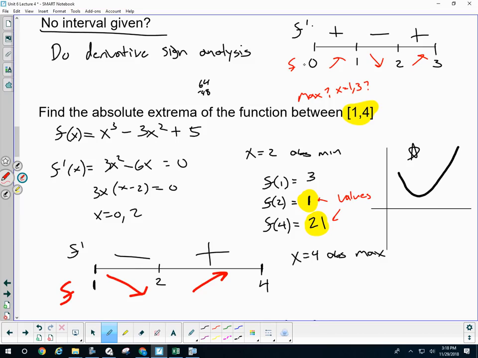Mins, I start at 0, I go up to 1, I go down to 2, I go back up to 3. The mins will be at 0 or 2. Okay? And depending on the question that they ask you for, like the mins, at least doing this analysis reduces the amount of work that I have to do, and I just need to check, oh, plug in 0, plug in 2. Okay? To find the absolute.